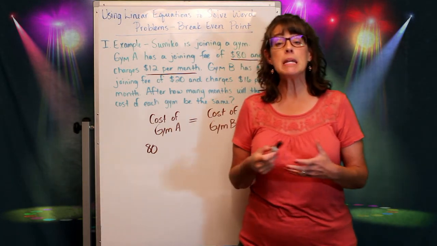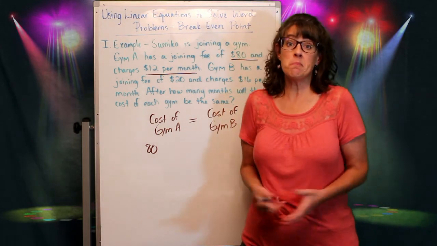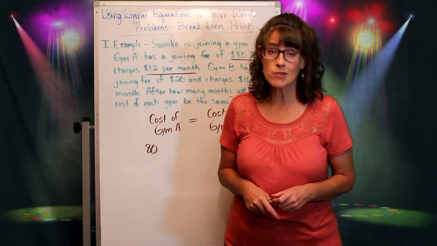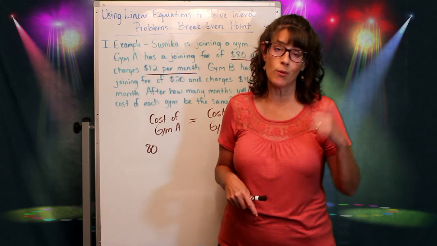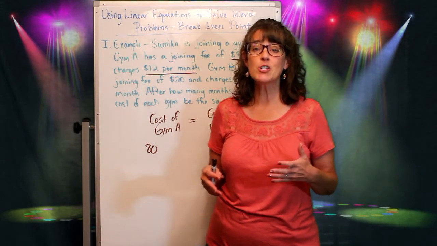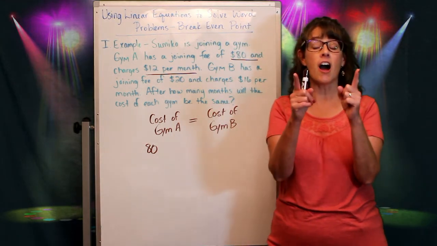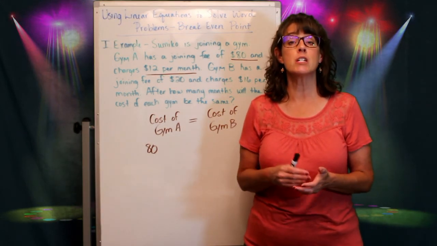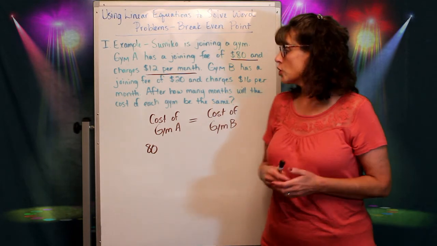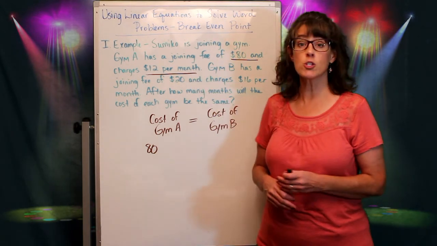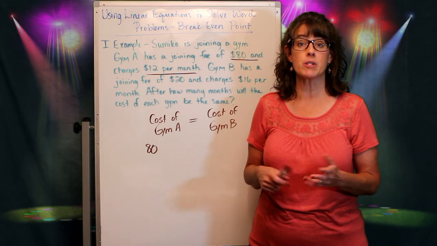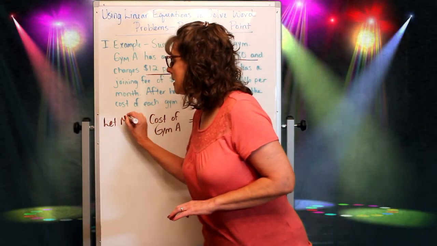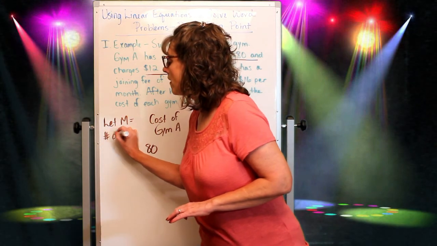Now, how many months is Samiko going to be in that gym? Not sure. Hopefully she'll stick around a long time. But you know how it goes. Some of us, we make that New Year's resolution, we're out within 2 months. So we're not really sure how long this is going to last. Aha! There is our unknown. And when you figure out what your unknown is, you need to define it by a variable. So we need to figure out how many months this is going to last. Let's get a variable to represent that. I like to be creative because it helps me remember. So I'm going to let M equal the number of months.